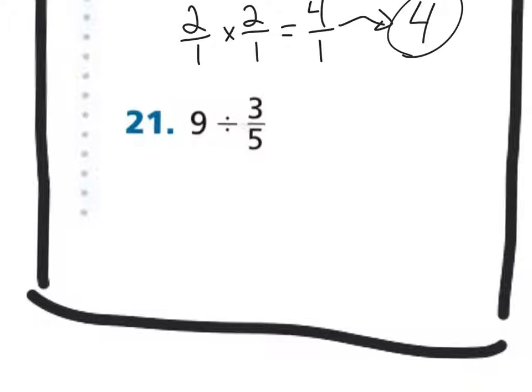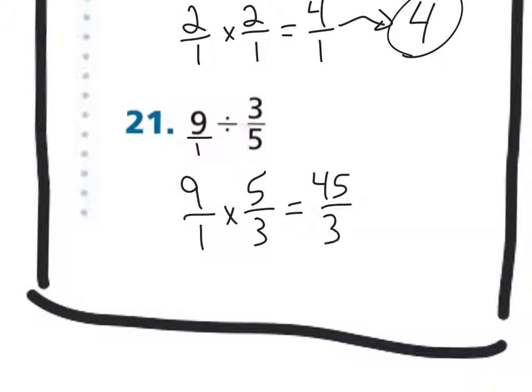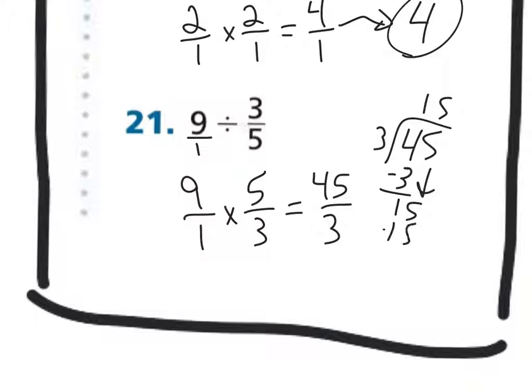Number 21, put the 9 as 9/1. Keep, change, reciprocal. If you multiply, you get 45/3. And then we can divide that out. 3 goes into 4 one time. 3 goes into 15 5 times. And nothing left. So 15 would be our final answer for number 21.